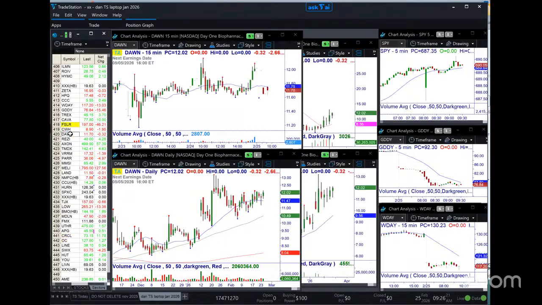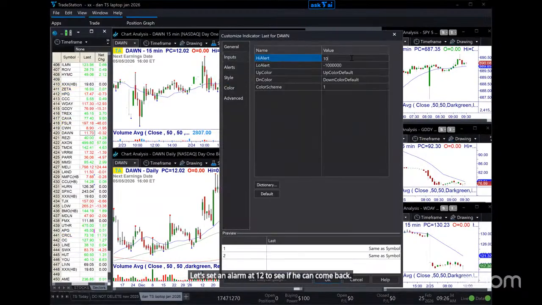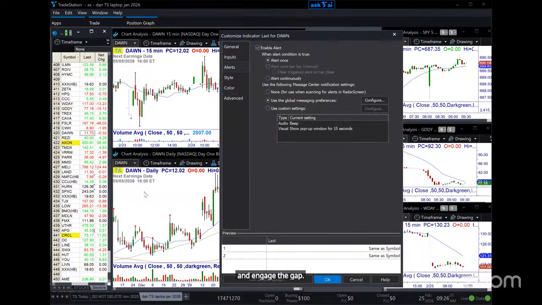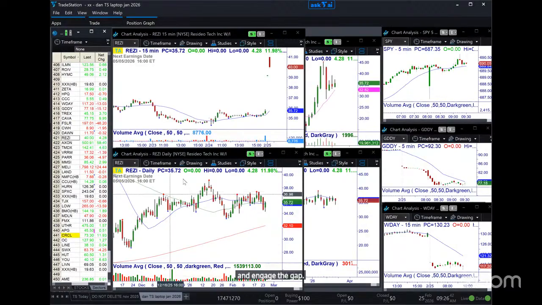Dawn had this open flat, I would say, by the highs here. Let's set an alarm at 12 to see if he can come back and negate that gap. Resi, that's a bullish gap. So watch a pullback.